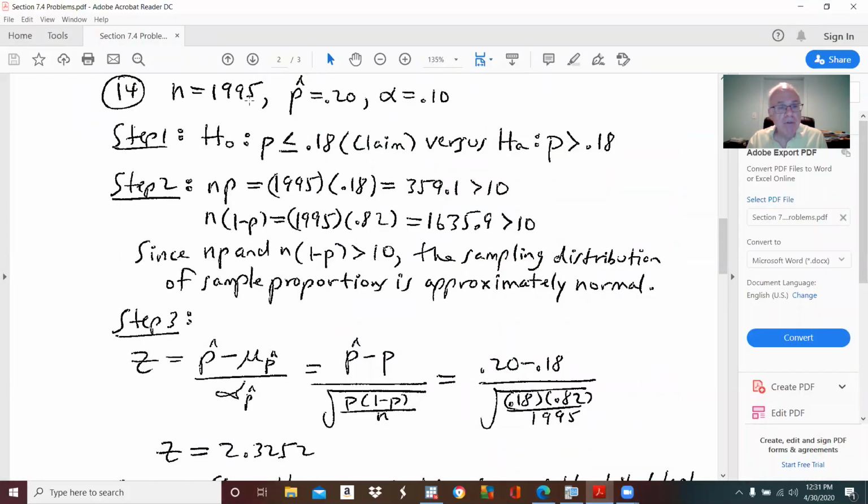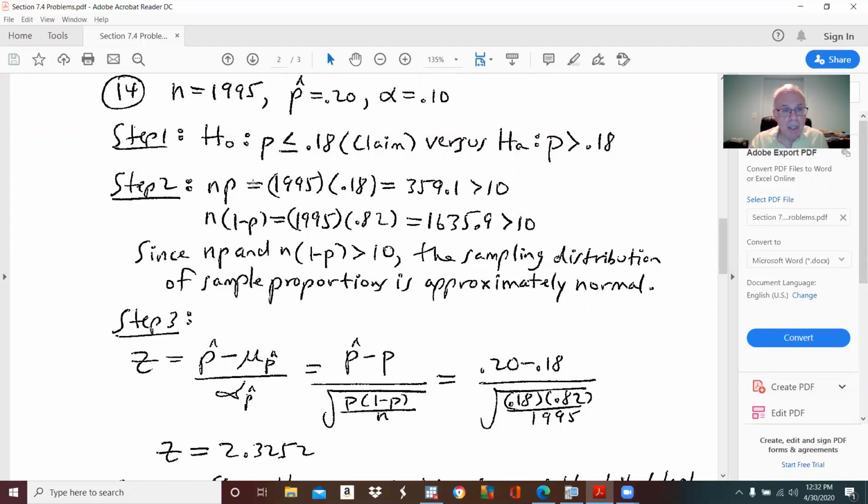Again, n is 1995. Our sample proportion is 0.20, and our level of significance is 0.10. Step 1 is to state the null and alternative hypothesis. At most means less than or equal to, so that's going to be our null hypothesis. It says 18%, so we always convert the percentage to a decimal, which is 0.18. And that means our alternative is going to be greater than 0.18.